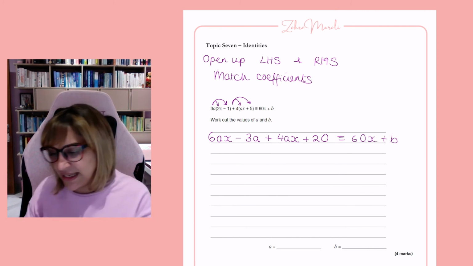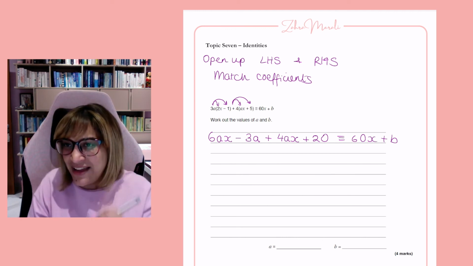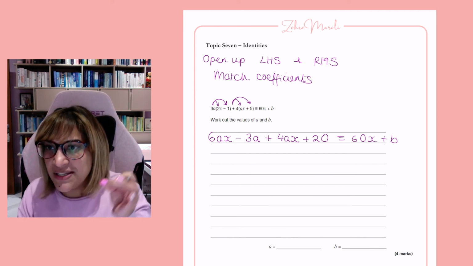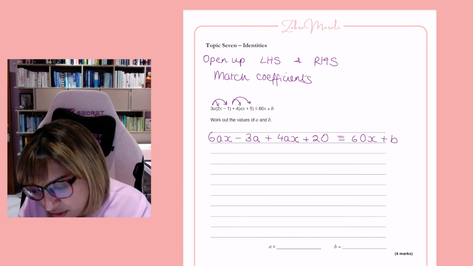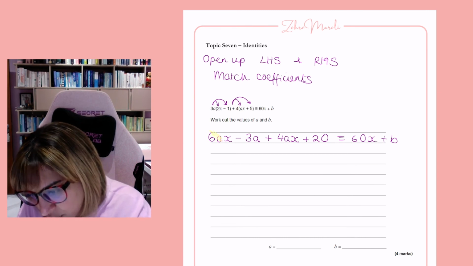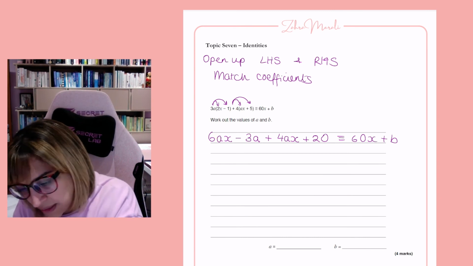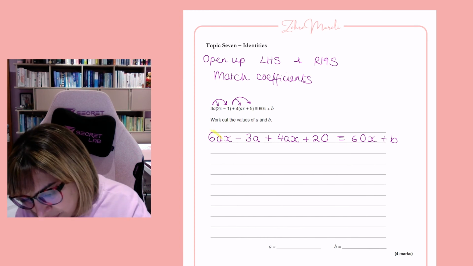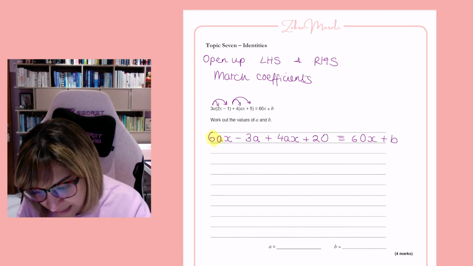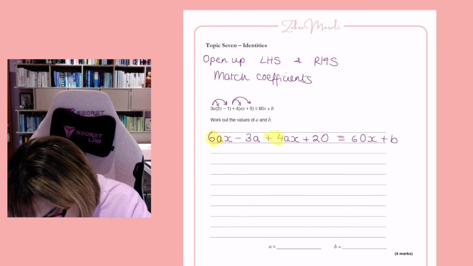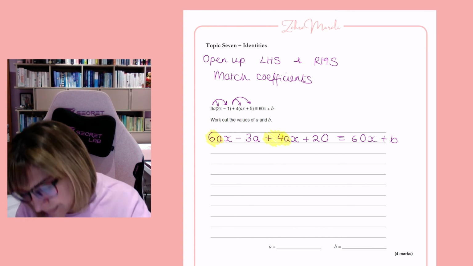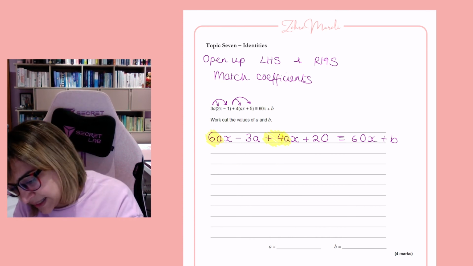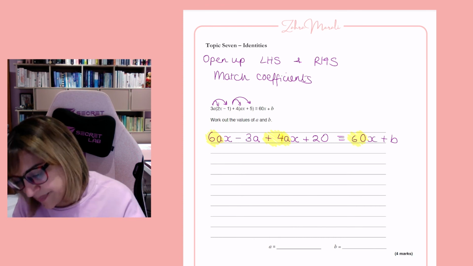So now I'm going to say to myself, on the left-hand side, what is in front of the x's? So on the left-hand side, I've got, let's redo that. On the left-hand side, I've got 6a, that's in front of an x. Take the sign with it, and plus 4a. Okay, and on the right-hand side, I've got 60.